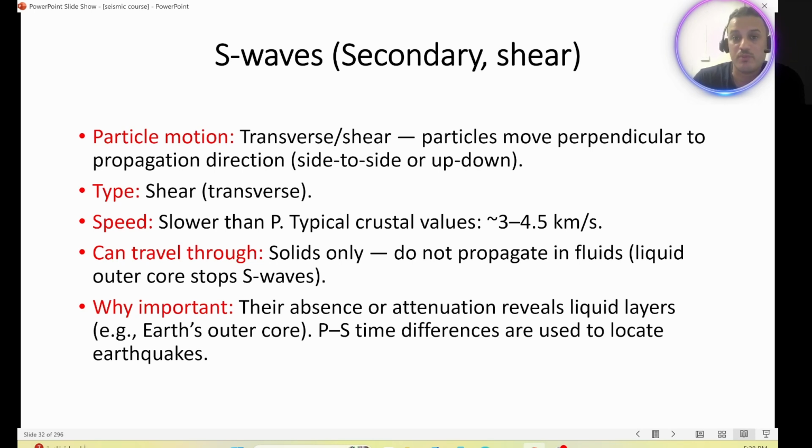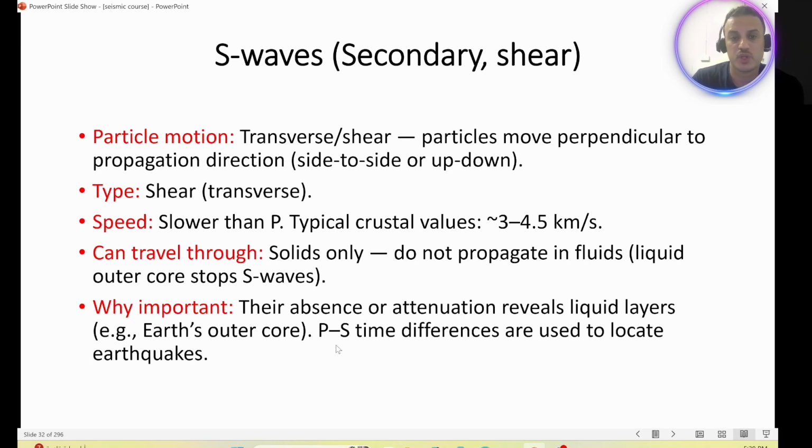It cannot go deeper. But in the case of a natural earthquake, due to plate tectonics, the released energy is very high, so the seismic waves, the P and S waves, can travel through the earth's interior deeper into the inner and outer core. Why is this important? Their absence or attenuation, loss of energy, reveals liquid layers, the earth's outer core.